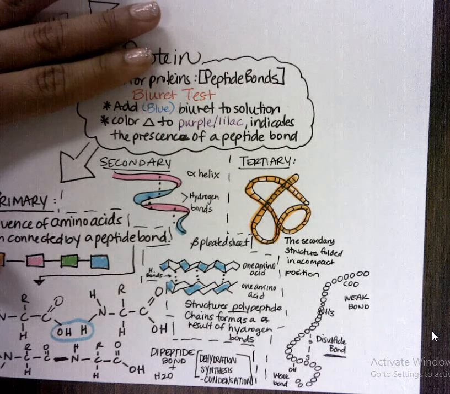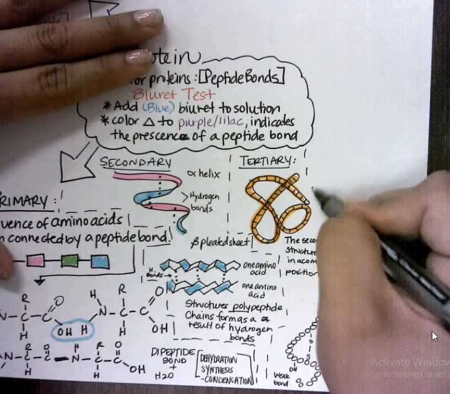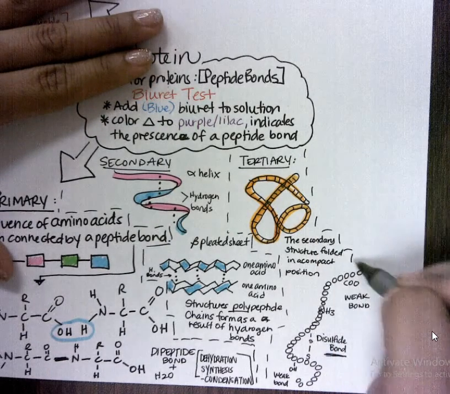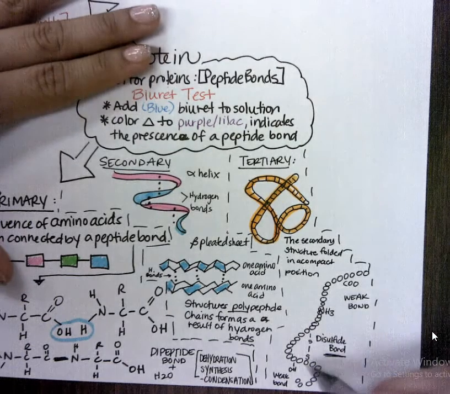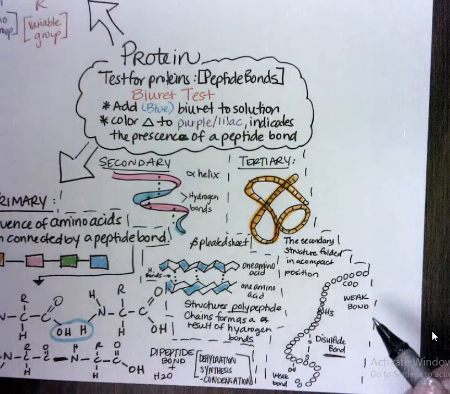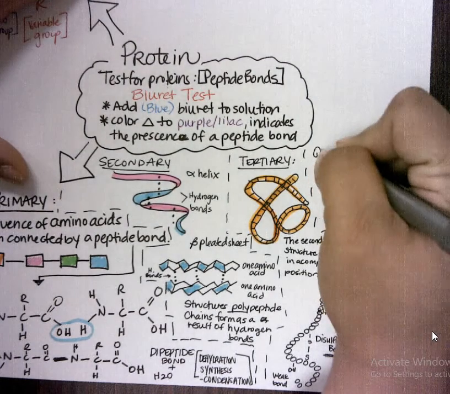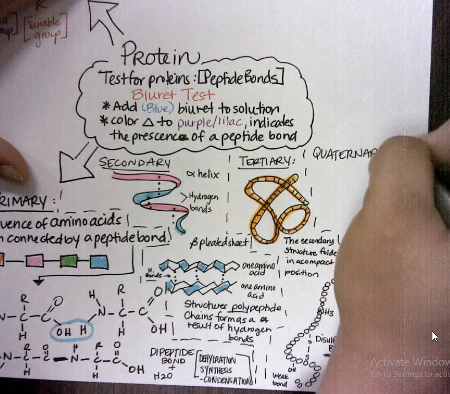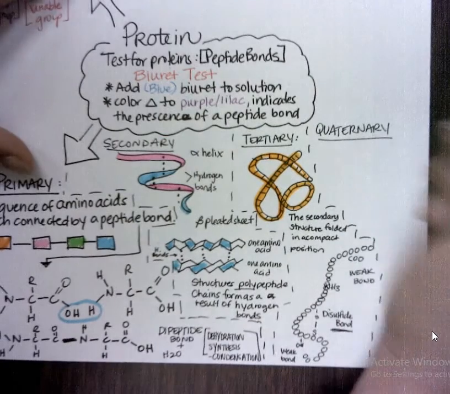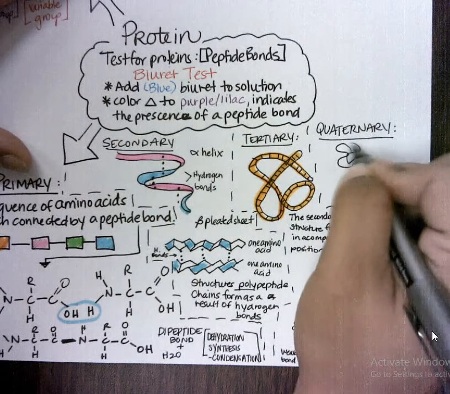So again, this is just showing you it's going to react, or combine together, to form that globular structure, dependent upon the attraction among the amino acids. And lastly, we have quaternary. Okay, so with quaternary, it's going to form like several proteins.